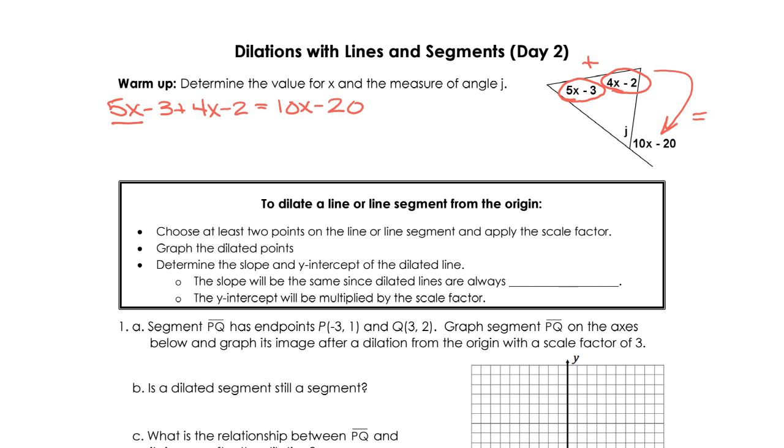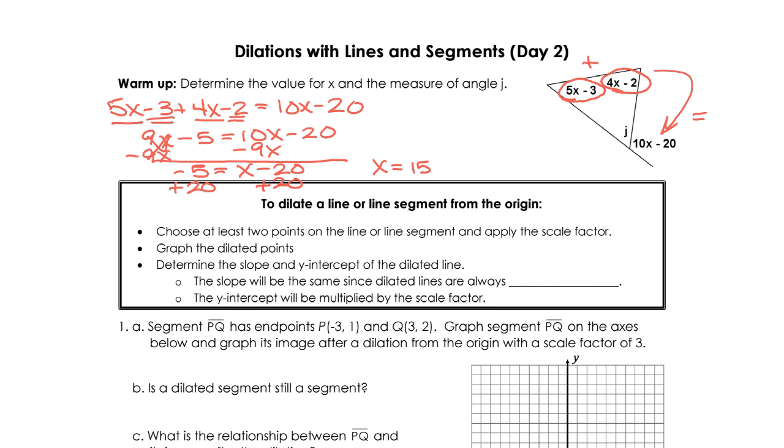We're going to combine our like terms on the left-hand side to get 9x minus 5 equal to 10x minus 20. I'm going to go ahead and subtract the 9x so that we end up with negative 5 equals x minus 20. I'm going to go ahead and add 20, and we're going to end up with x equaling 15. And that's one of the questions that they asked for.